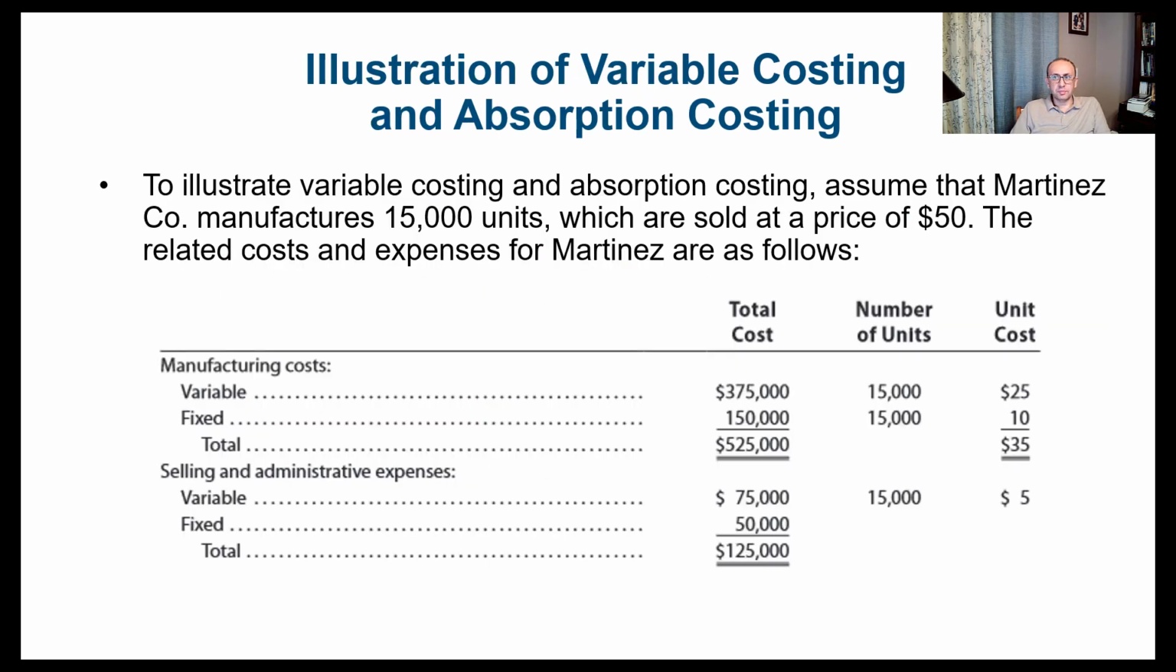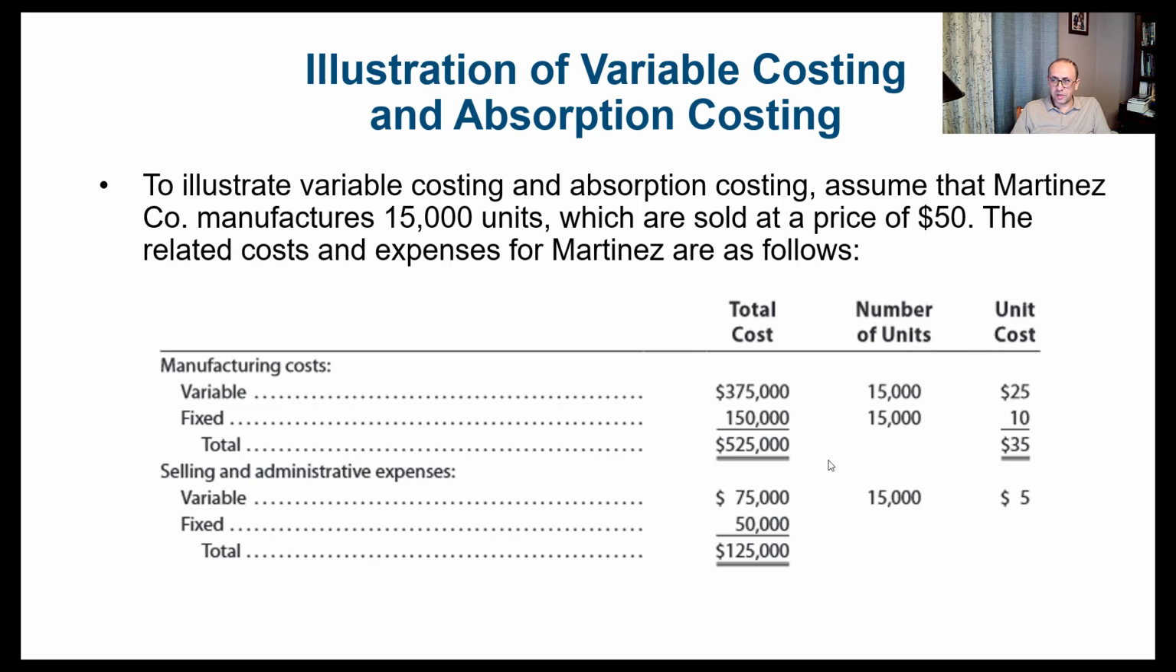So let's see an example. This example shows variable costing and absorption costing and how the numbers would be different. So here we have the manufacturing cost. They say here, assume that Martinez Company manufactures 15,000 units, which are sold at a price of $50. That's the selling price. The related costs and expenses for the company are as follows. We have their variable cost, we have their fixed cost. These are the costs, and you can see here the number of units, and these are the unit costs.